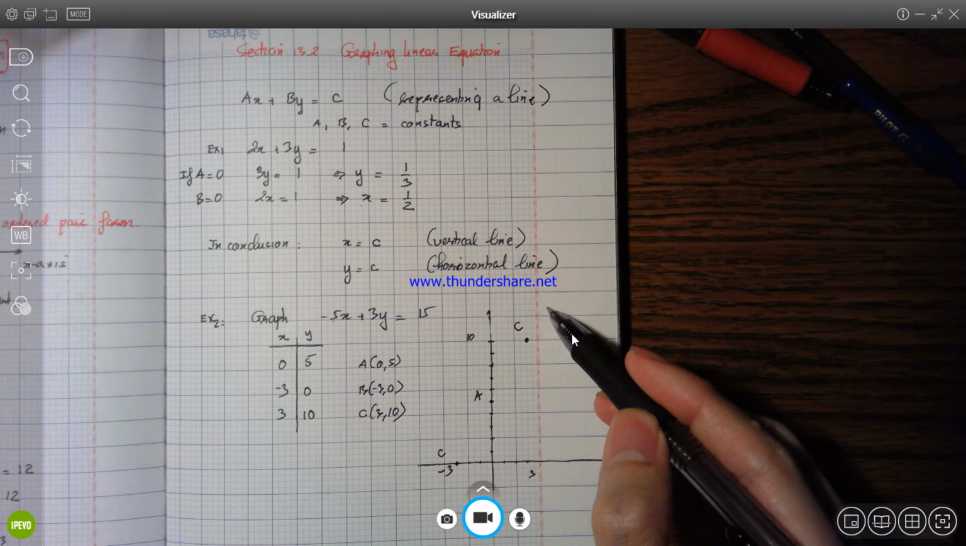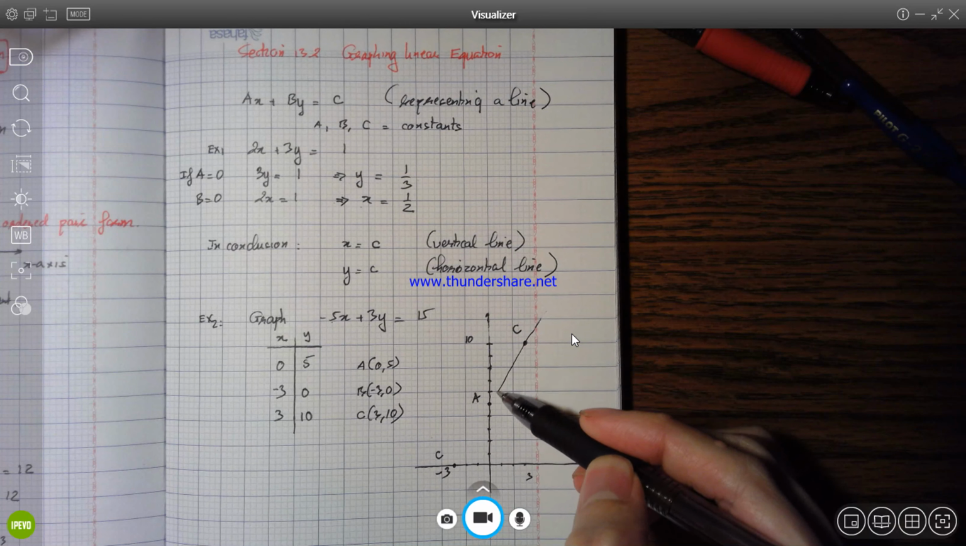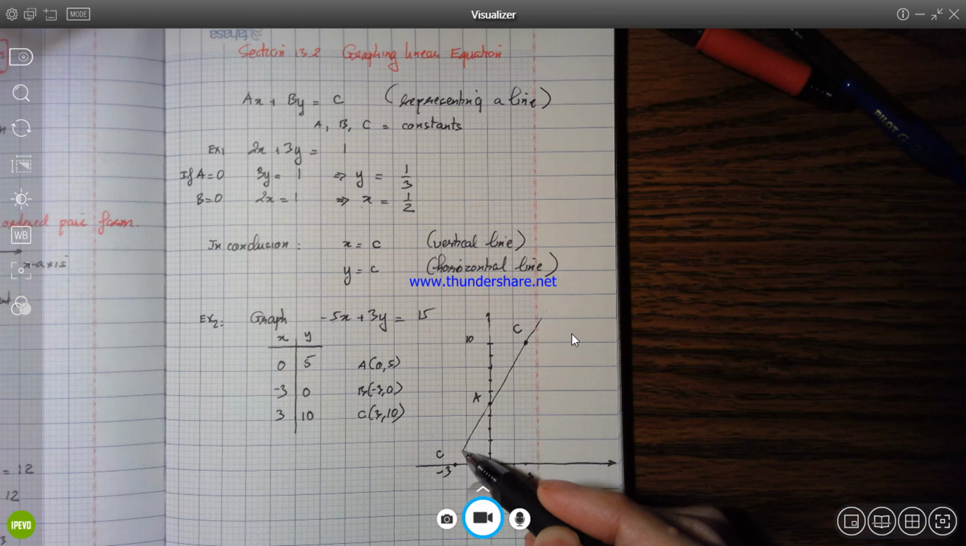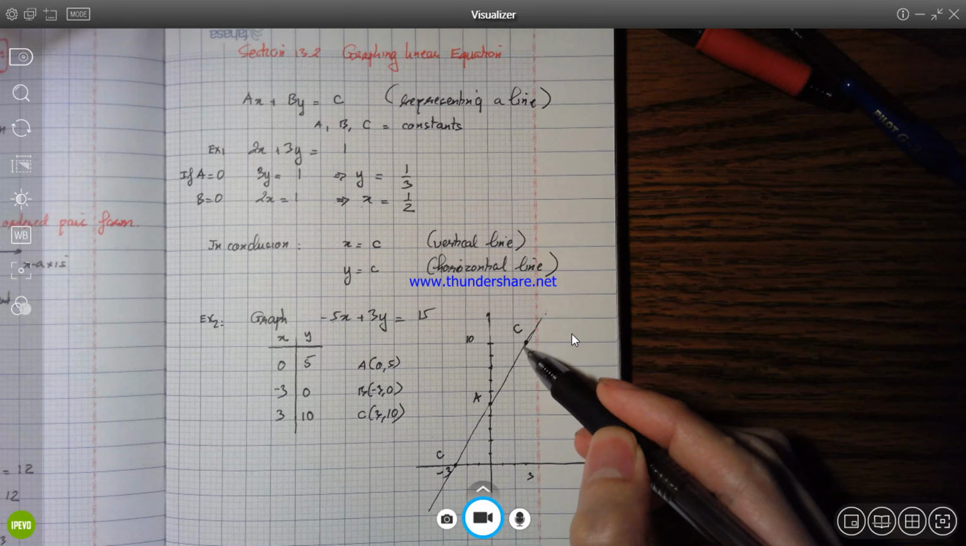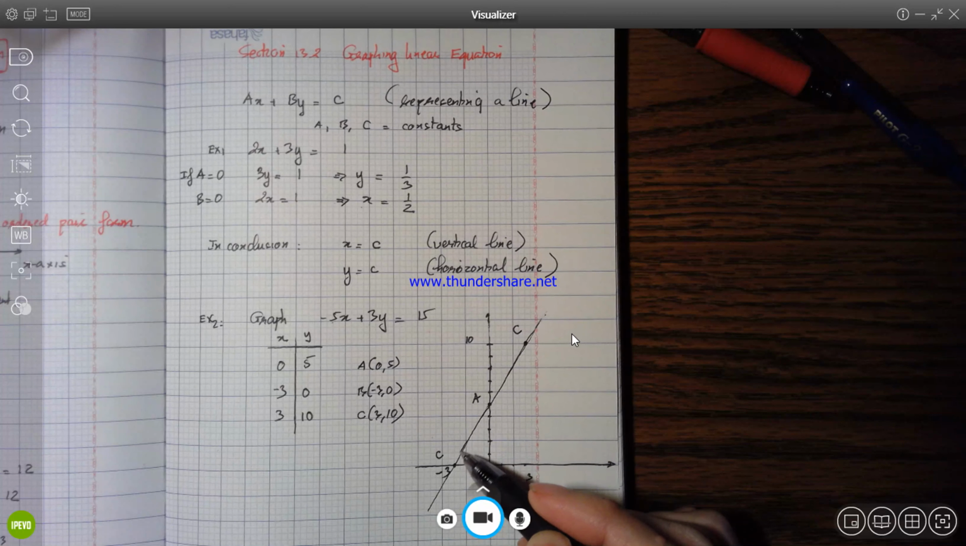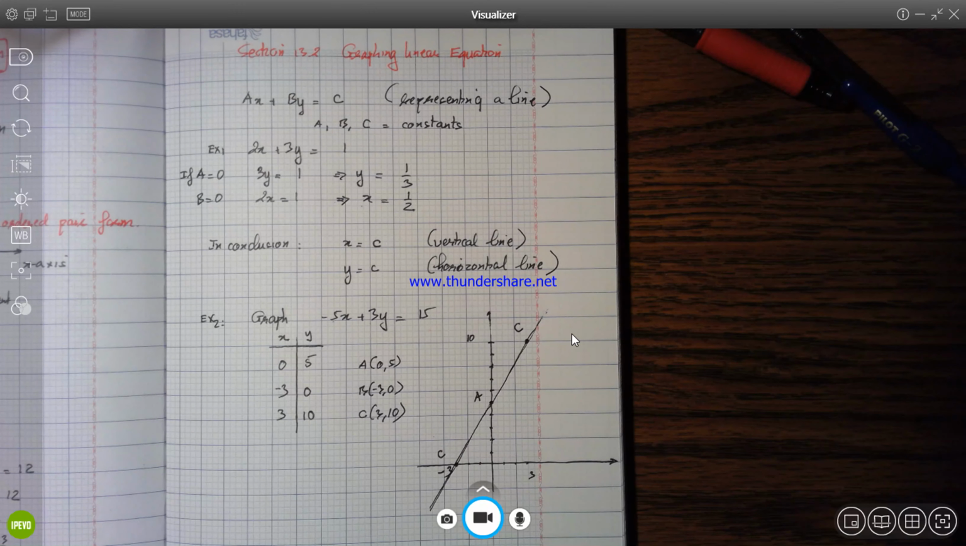So I try to connect all 3 points to create a line. It's not perfect, but it's good enough. We try to be perfect, even though it's not perfect, but we always want to be perfect. So that is the way you graph a linear equation easily. Just set up the table, and from the table we can get the line.